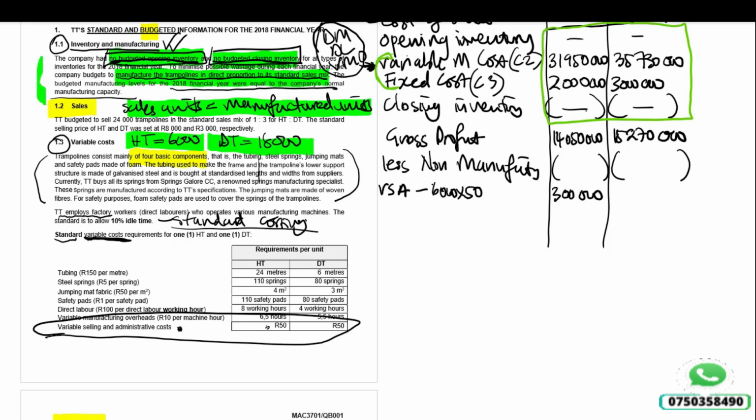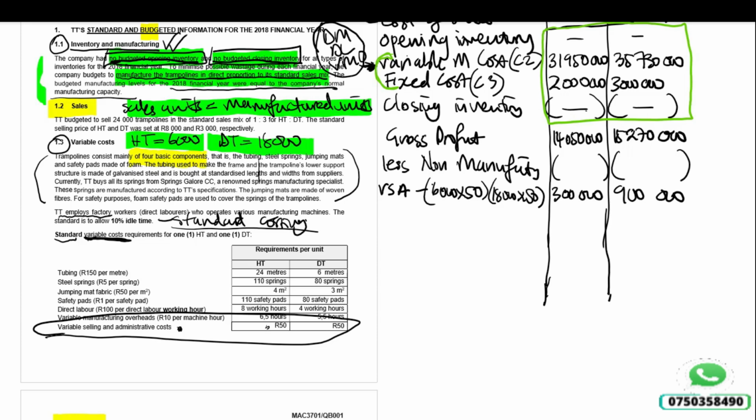And then for DT it was 18,000 units multiplied by 50, which gives us 900,000. So that's your non-manufacturing cost, and then there was the variable part.